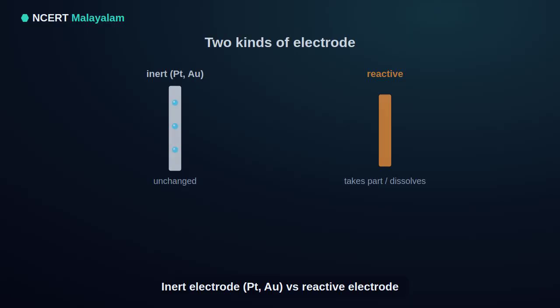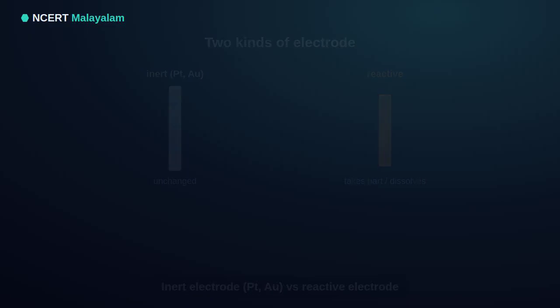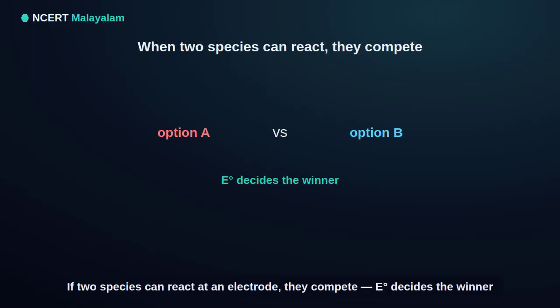An inert electrode, such as platinum or gold, does not take part in the reaction. It acts only as a source or sink for electrons. A reactive electrode takes part in the electrode reaction itself. When more than one species can react at an electrode, they compete. Their standard electrode potential values decide which one wins.